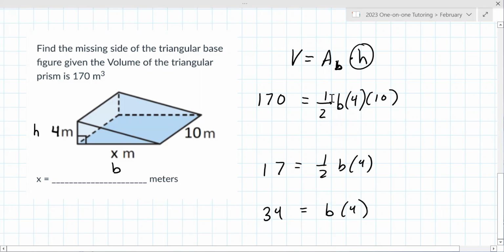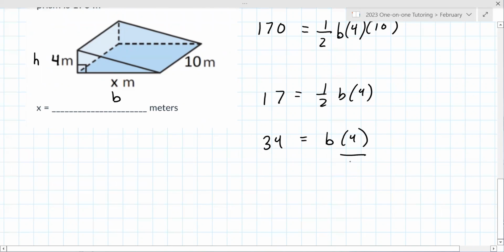See how I've already accounted for the one half in the equation? So B times 4 is 34, divided by 4, so B equals 17 over 2, or 8.5. Okay, so I just halved it one too many times.